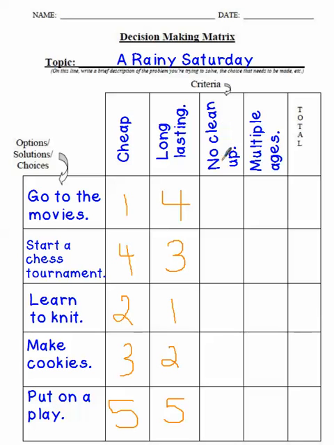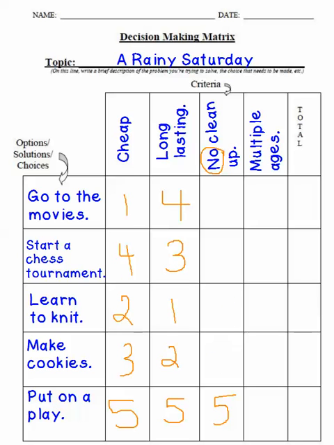No cleanup. I just want to caution us about having the word "no" or a "not," a negative word, in front of one of the criteria. That can throw off younger students. Just be aware of that. Putting on a play, I think, is going to have quite a bit of cleanup because you're going to have to clean up all the sets and things like that. Going to the movies has some cleanup.